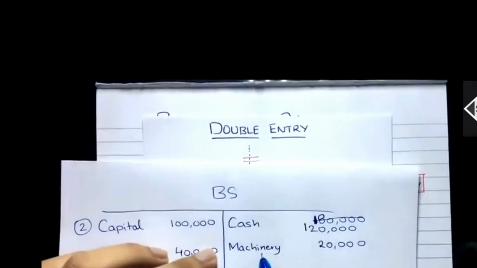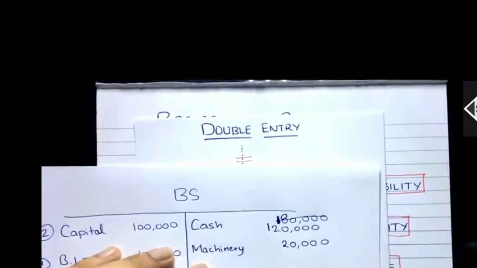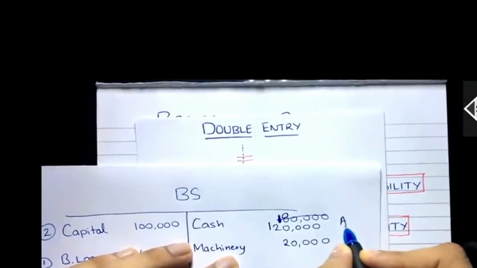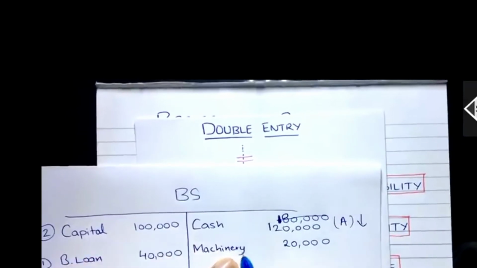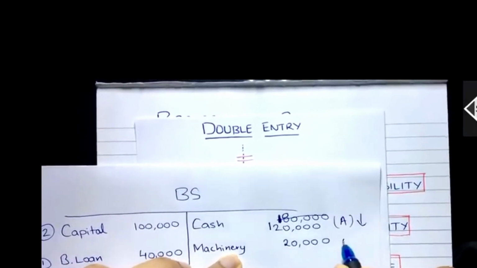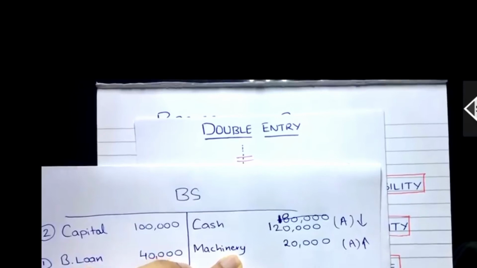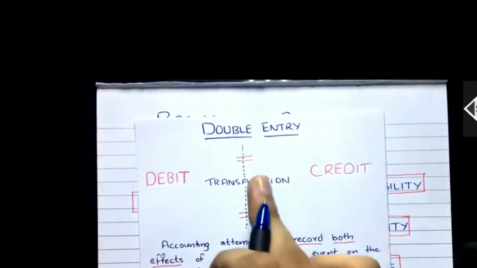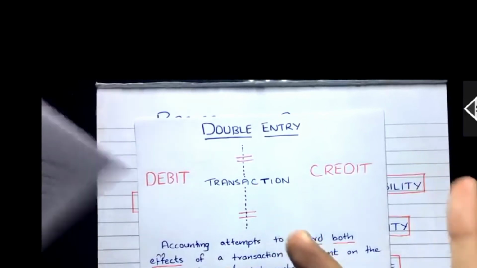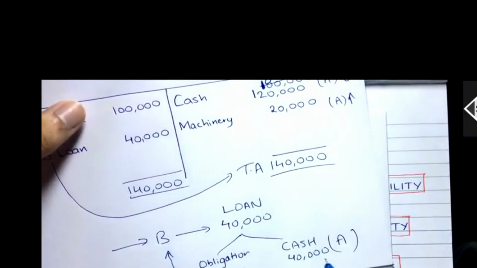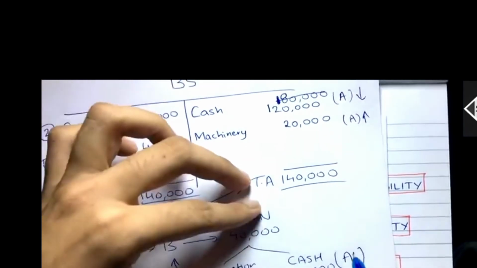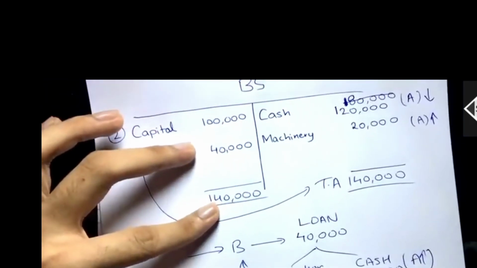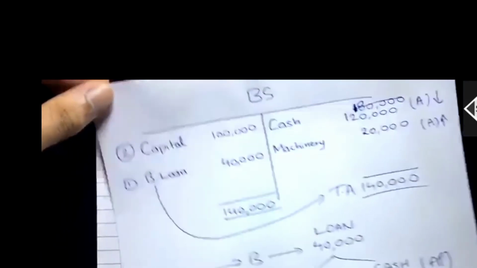When you purchased the machinery, what happened? There was cash, an asset, and this asset cash was reduced. And then this machinery, 20,000, this asset increased, isn't it? So every transaction will have a dual aspect. It will have two aspects. That is what is meant by double entry. And both the aspects have to be recorded. When we got the loan, we got the cash, our asset increased over here, and here the liability also increased. We have to pay the bank, isn't it?